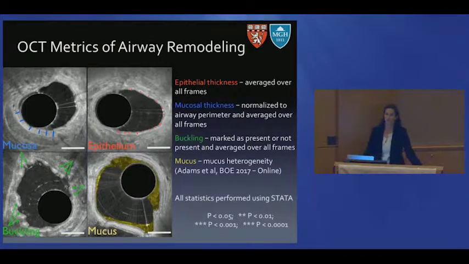And some of the OCT imaging metrics that we looked at were mucosal thickness. So that was measured from the airway lumen to the edge of the cartilage here. We looked at epithelial thickness, which is that top moderately scattering layer that we showed previously. We looked at mucosal buckling, essentially, that you can see here, the airway sort of buckling up on itself as a result of smooth muscle contracting. And we also looked at mucus heterogeneity.